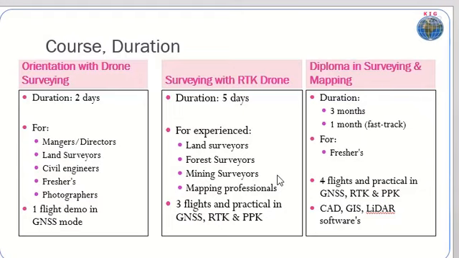There will be 3 flights with practicals in the course. Participants themselves will perform practical tasks such as flight planning and land survey flight execution in GNSS, RTK as well as in PPK mode. Participants will collect a GCP and process the data with GCP and without GCP, understanding the accuracy difference in RTK, non-RTK, and PPK mode.